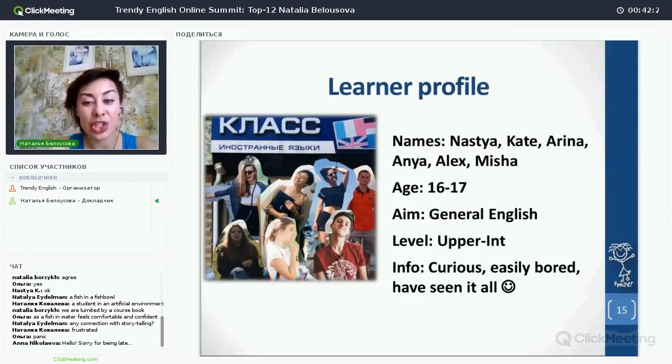So you can see the age, and when I say that this is a group of students who have seen it all, I mean that they've tried so many things, and they've done lots of theatre projects, and they're really curious, and they participate in lots of volunteering and so on and so forth. So basically they easily get bored, and as they've studied English for quite a long time, they're sort of tired of course books and something that usually happens there.